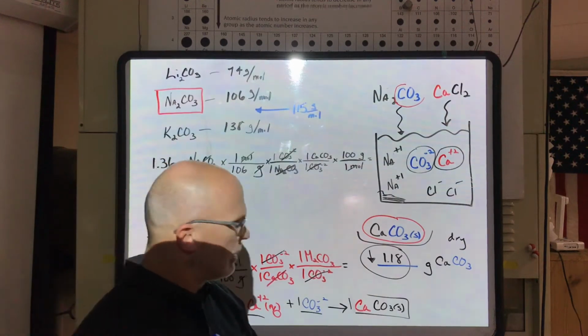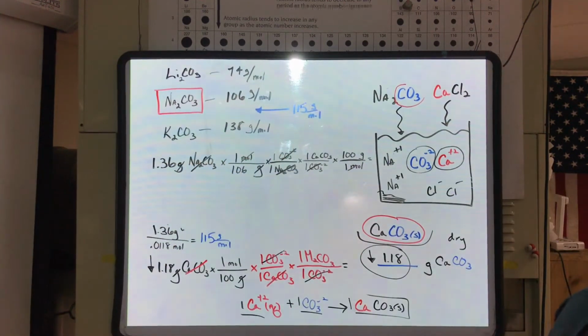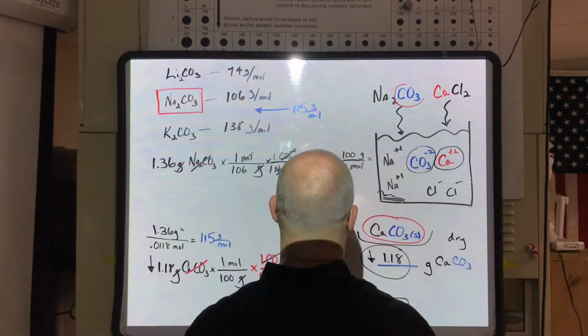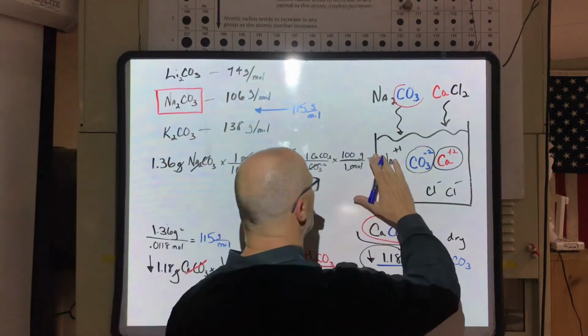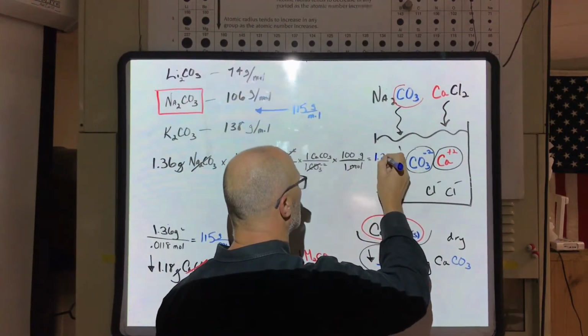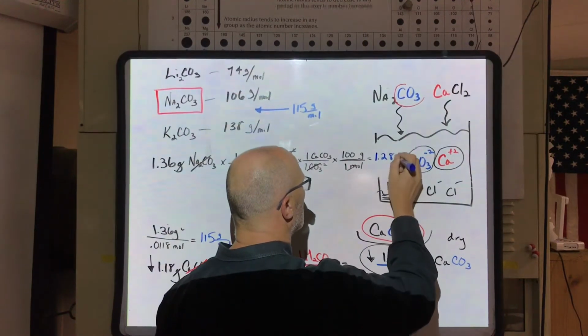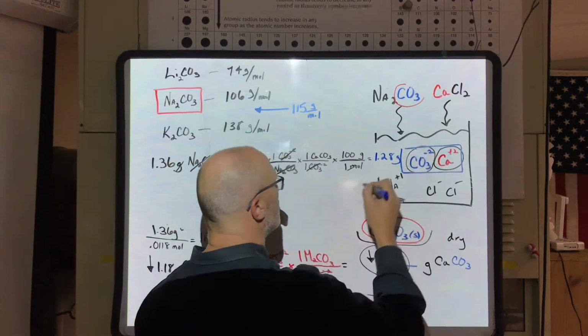And what I get is 1.28. That's what this value is. 1.28. All right, I'm going to write that here. 1.28 what? Grams of calcium carbonate.